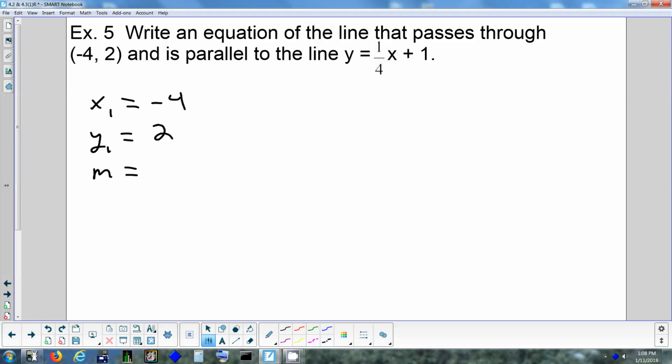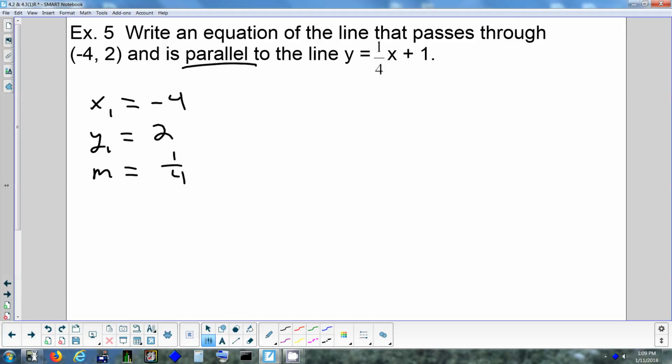Now, what's the slope? And this one is a parallel problem. So do we have to do anything to the slope? No, you don't. Parallel, we keep the slope exactly the same as the line we're trying to be parallel to. Same slope. So what's my slope? 1/4. Okay, can somebody give me the whole equation?